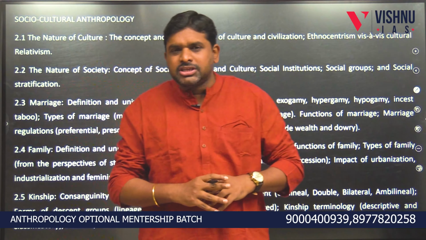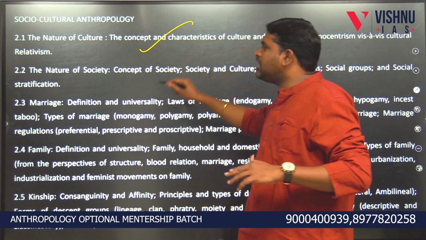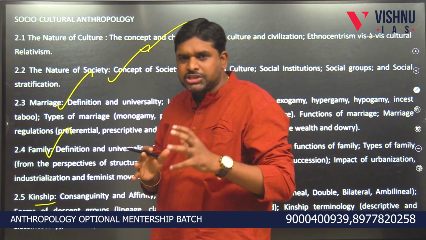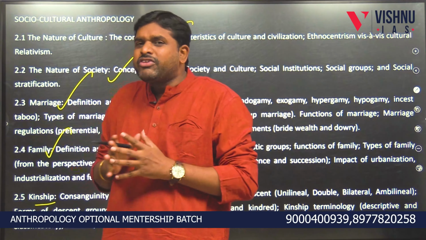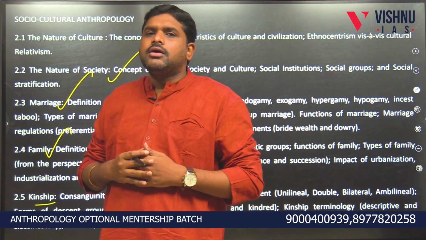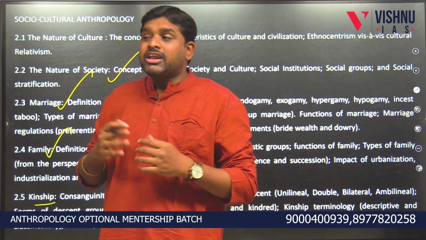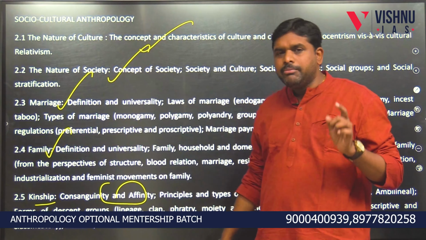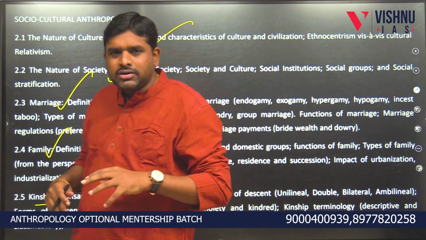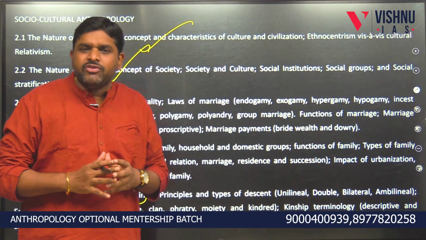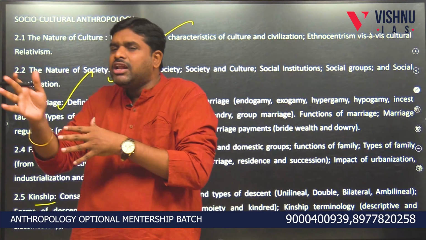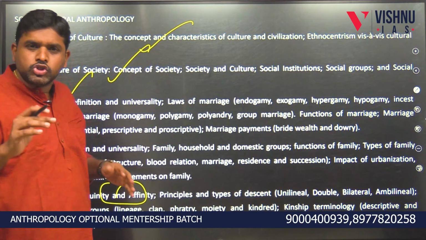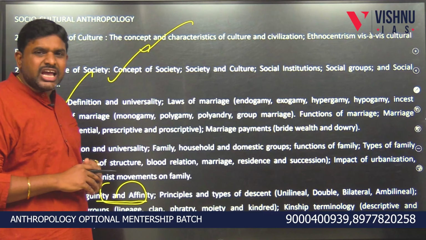So, what are the topics present in 2.5? Earlier we discussed 2.1 culture, 2.2 society, 2.3 marriage, 2.4 family. Now it is kinship. Kinship means relatives. We have two types of relatives: those connected by blood, like mother, father, brother, and those connected by marriage. Conjugal, consanguinity and affinity. Affinity is also called the marriage bond. Who are consanguineous relatives? Who are affinal relatives? Affinal means marriage. Consanguineous means blood related. So, two types of bonds are there: consanguinity and affinity.